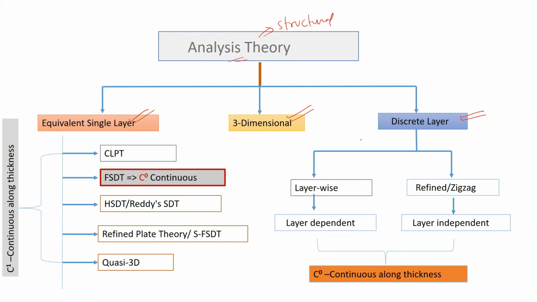The three-dimensional theory is the exact analysis; it gives the exact results. But what is the drawback here? With the three-dimensional theory, we can find analytical or closed-form solutions only for simple boundary conditions, such as simply supported cross-ply laminated beams or plates.